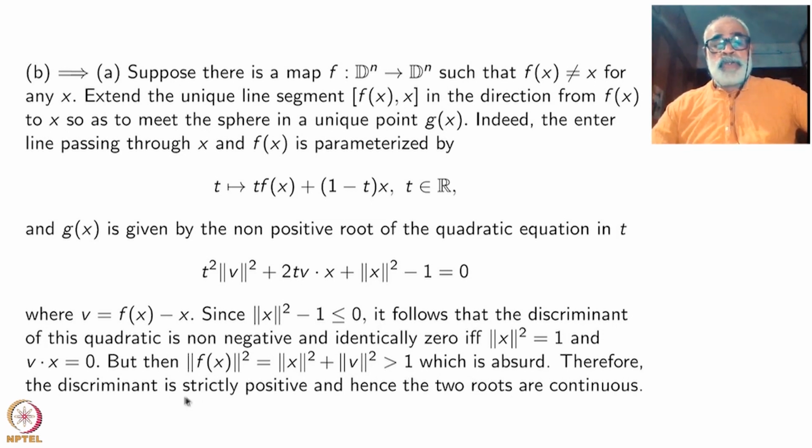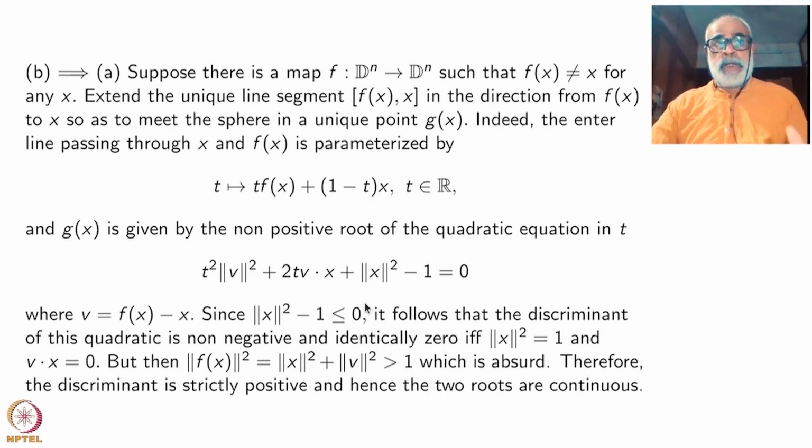So therefore the discriminant is strictly positive, and hence the two roots are continuous. Okay, so what I am saying, the discriminant is non-negative, identically 0 if and only if this happens. If this happens there will be a problem, so it must be strictly positive. That means we have got the two roots are continuous functions.